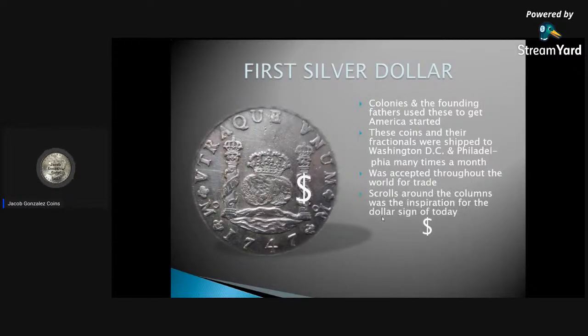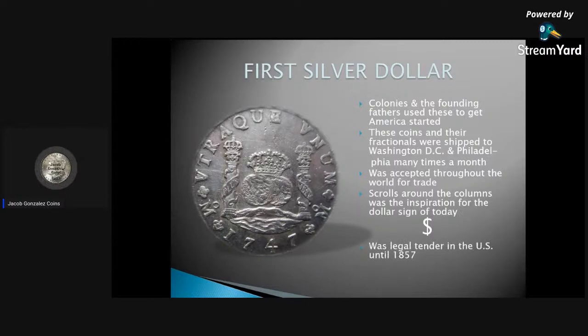And you see those scrolls that they have right there. Those were what we have today as the sign of the dollar. Those scrolls were the inspiration for the dollar sign. So you want to look at that again? You see right there? There it is.